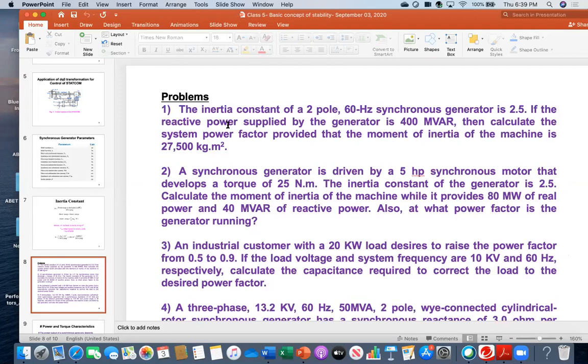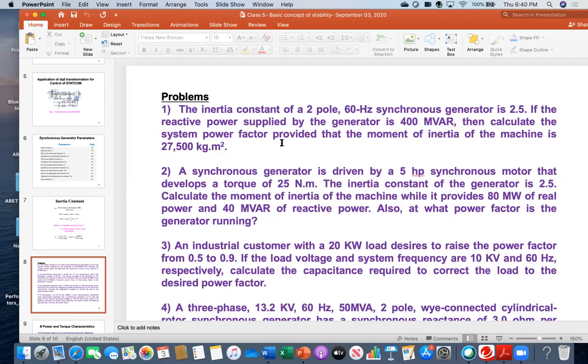So see, the inertia constant of a 2-pole 60 Hertz synchronous generator is 2.5. If the reactive power supplied by the generator is 400 megawatt, then calculate the system power factor, provided that the moment of inertia of the machine is 27,500 kg meter square. Because you know it's a huge machine, that's why I have used this big number.